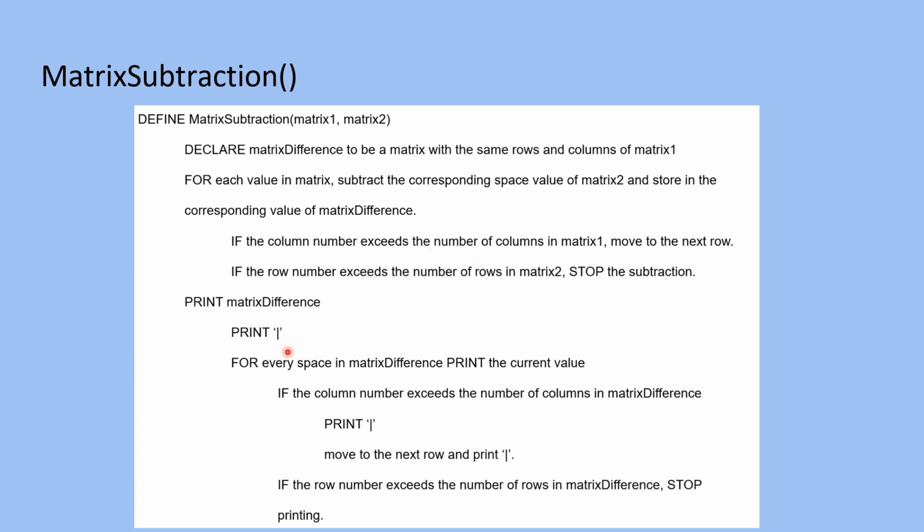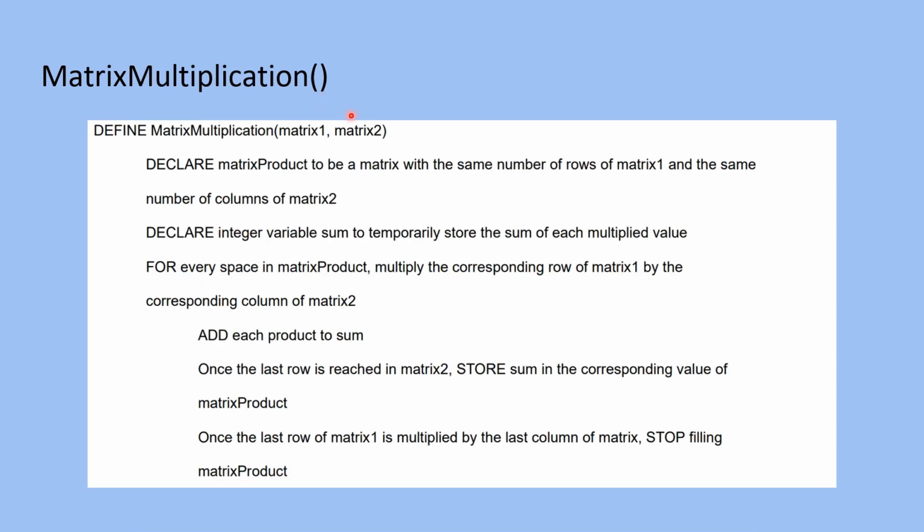I'll print this character, and for every space in matrix difference, I'll print the current value. If the column number exceeds the number of columns in matrix difference, I'll print this character and move on to the next row and print it again. If the row number exceeds the number of rows in matrix difference, I'll stop printing because all values would have been printed. Now I'll define matrix multiplication.